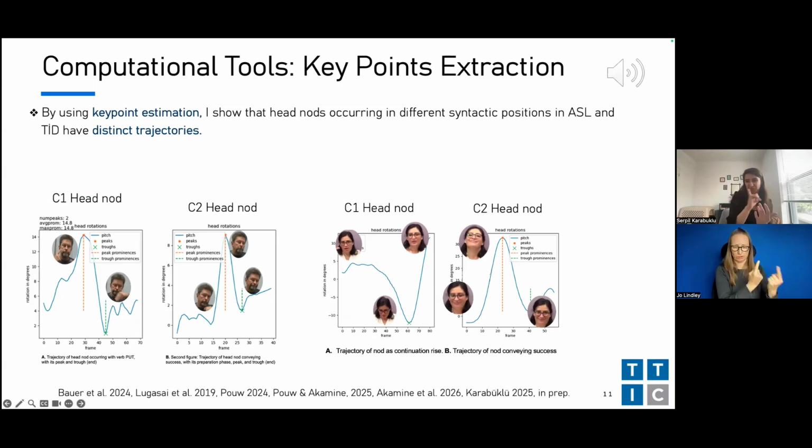And for TID, here we see a clear difference. The first one is the C1 head nod, at the end of the sentence. And the second one is the C2 head nod, at the end of the second sentence, conveying the success. For the first one, the signer's head position is more neutral, and then it goes down and then up. For the second one, it is neutral, it goes up and then down.